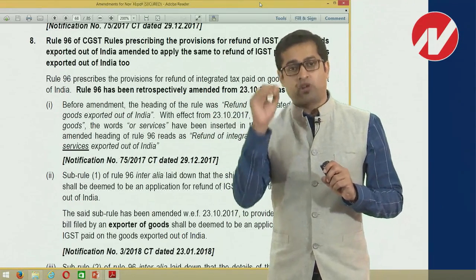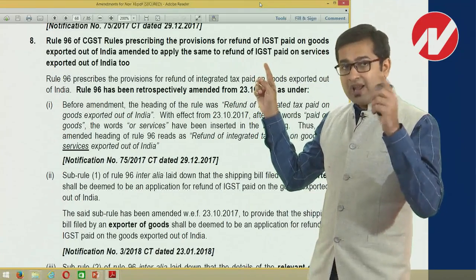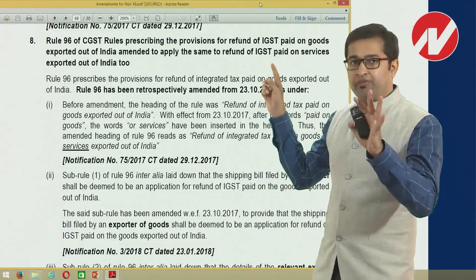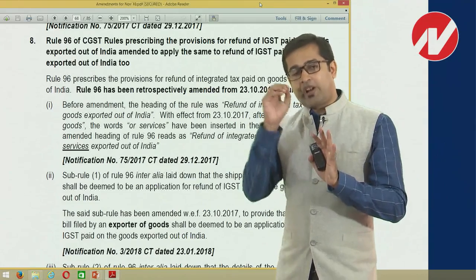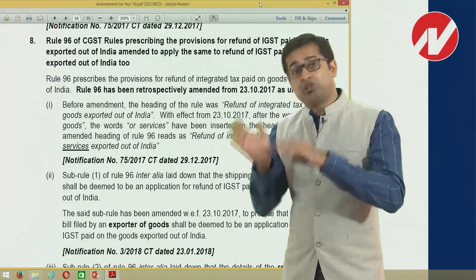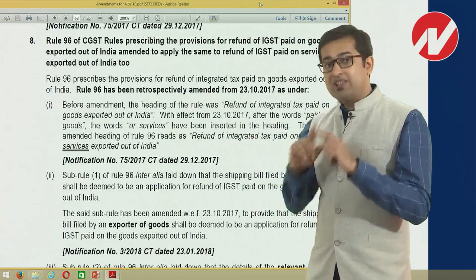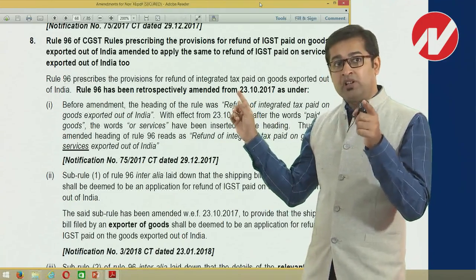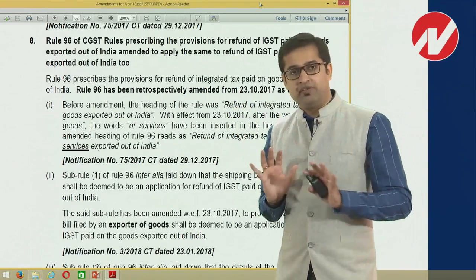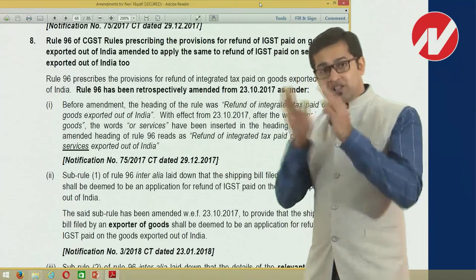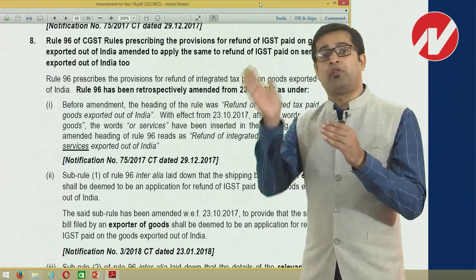So what about the export of services? That is where this clarification has been brought, which says to apply the same rules to refund IGST paid on services which have been exported outside India. So when I talk about export of services also, the same provision is required to be followed, which is applicable in relation to export of goods. And as you can read over here, this Rule 96 has been amended retrospectively by providing effect from 23rd October 2017. So technically, जिस दिन से वो export of goods के लिए applicable है, उसी दिन से it should also be applicable in relation to export of services.